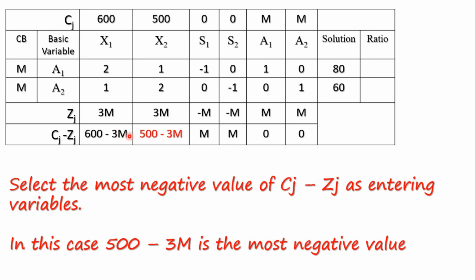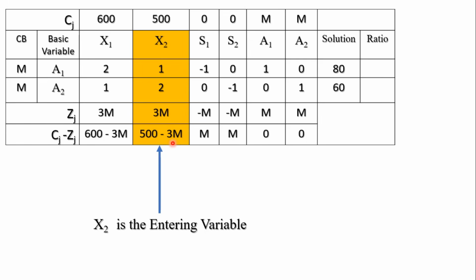Since the solution is not optimal, we need to modify. We need to move from one simplex table to the next simplex table. So one variable will enter, the other variable will leave. Among these negative values, we select the most negative. So 500 minus 3M is the most negative value, so x2 is called the entering variable, because it has the most negative value.